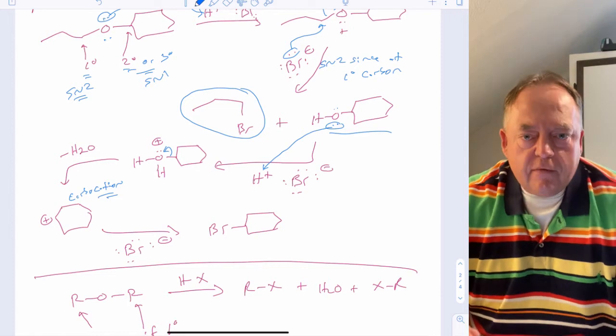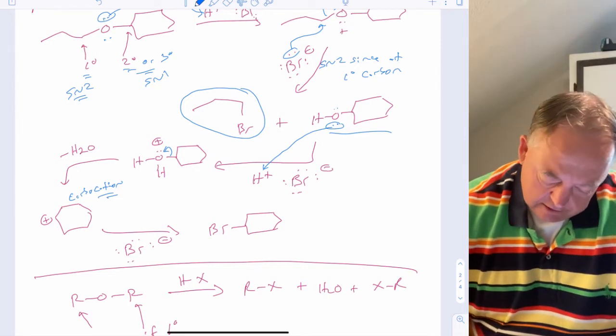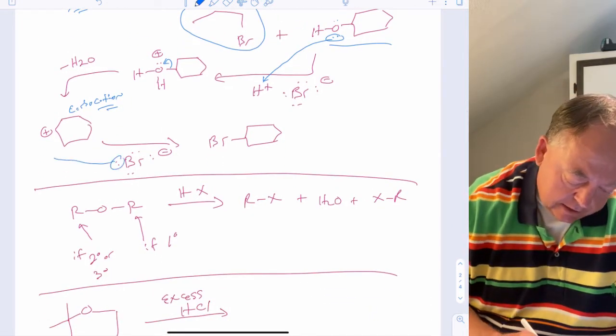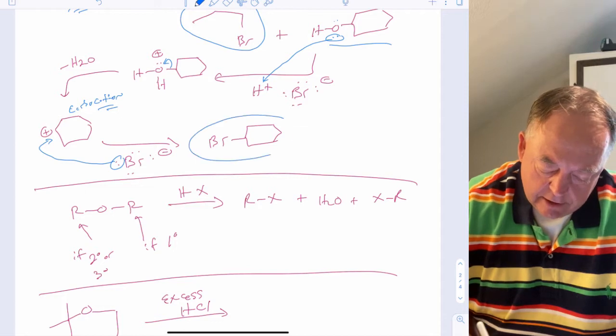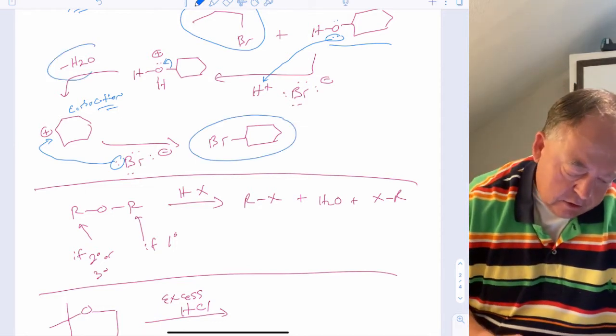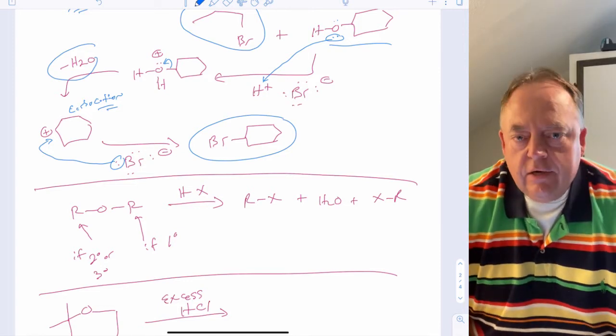Which means you would have to look out for rearrangement if this could potentially rearrange. In this case, there's nothing to rearrange to, so you just make the carbocation, and then in the next step, the Br minus attacks, and there's your second product. Now, technically third product, because water would have been a second product formed, and then the third product formed is the other alkyl halide.